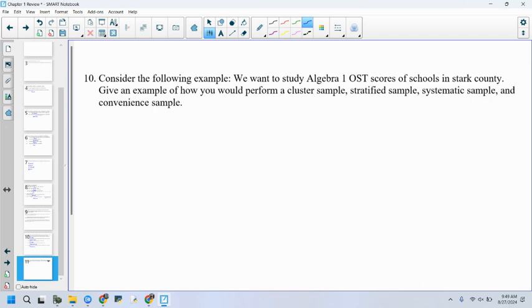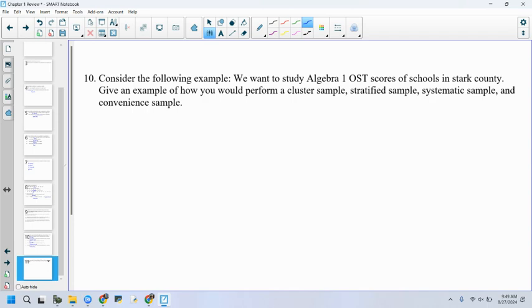Another way to do that would be to say, okay, I am going to take all of the students from around Stark County that were in an Algebra 1 honors course rather than just a regular Algebra 1 course. Okay, still a cluster sample, right? I've clustered them into, you're either taking regular Algebra 1 or honors Algebra 1. And then I'm finding everybody within that subgroup. That's what defines it as a cluster sample. Everybody from a subgroup.